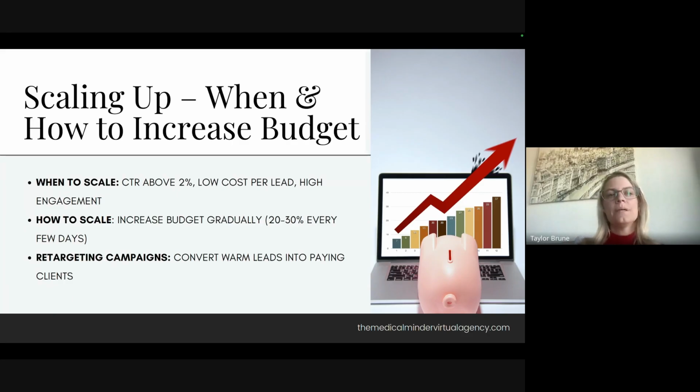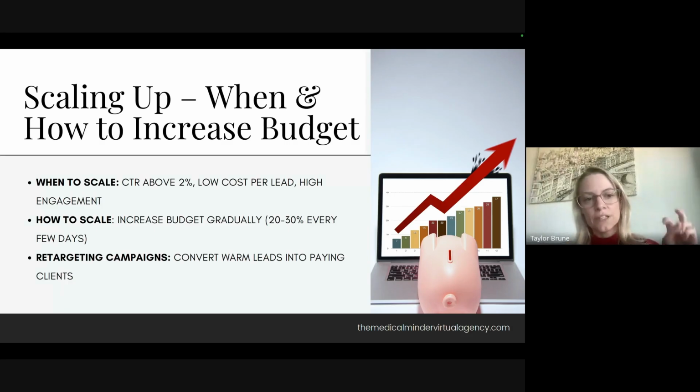So you always want to be adjusting the budget as much as you can and see. So these are just, once again, metrics. If your CTR, which is a metric, is above 2%, a low cost per lead, high engagement, these are things that you see after the 3 days, and then that's when you can up the budget.